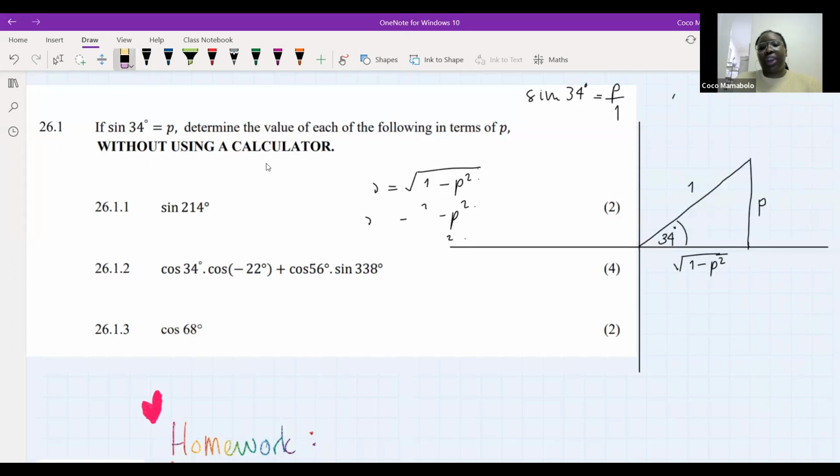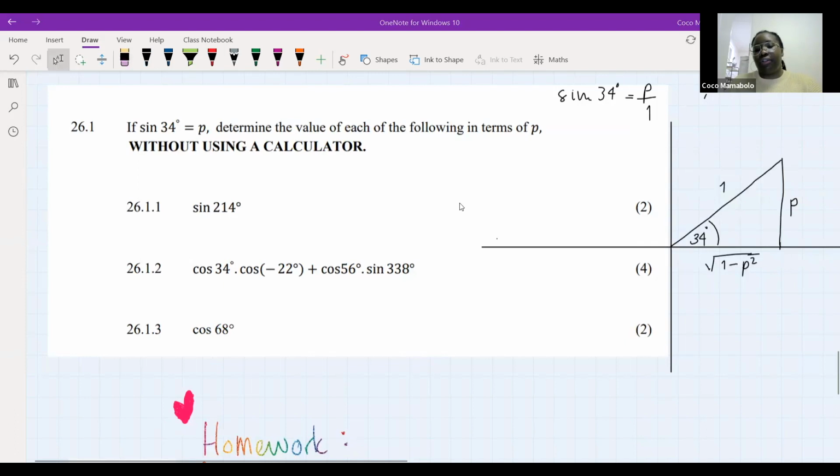So if we had to answer questions based on this, let's look at the first question that they've got here for us, guys. It says sine of 214. Now, first thing we're going to do, anybody got any suggestions for us? How could we possibly take sine of 214 and write it in terms of P? Remember, the answer that we get needs to have P in it. Anybody got any ideas?